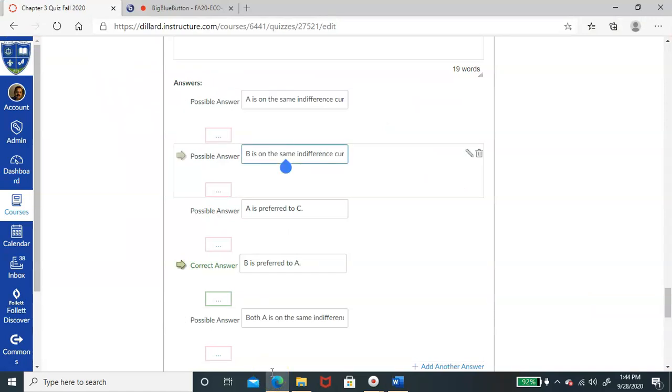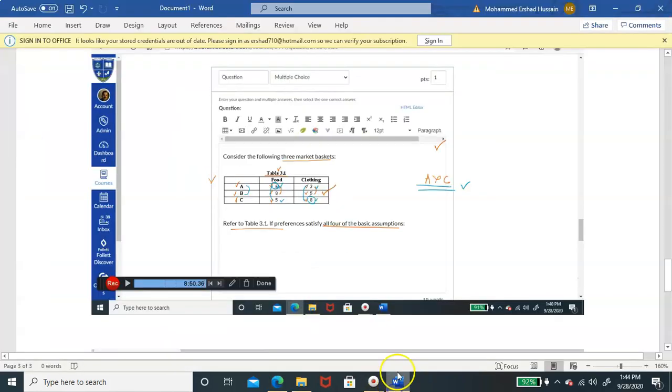Now this one is saying B is on the same indifference curve as C. Is this possible? Let us examine the table. B and C, they are on the same indifference curve. See, we compare B and C. Again the same problem. B has more food than C, but B also has less clothing than C. And we don't know if this is on the same indifference curve or not.